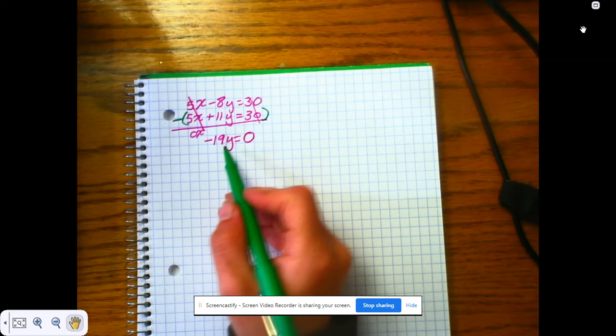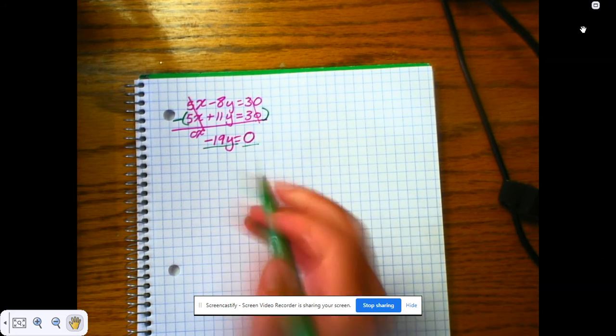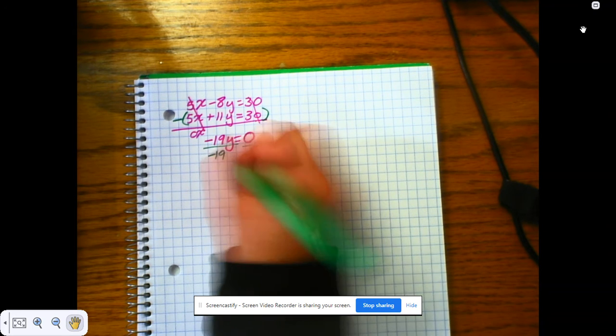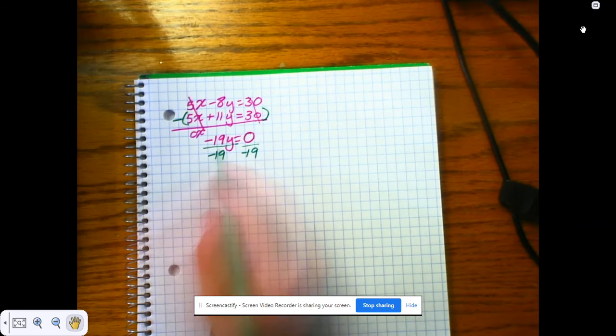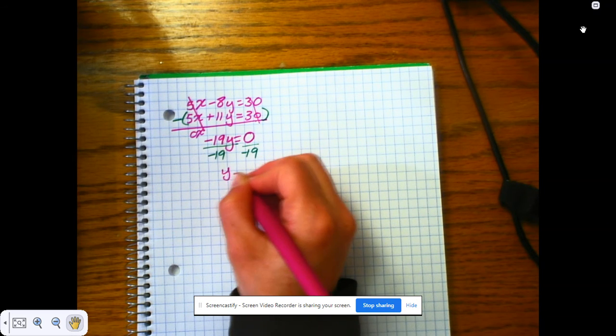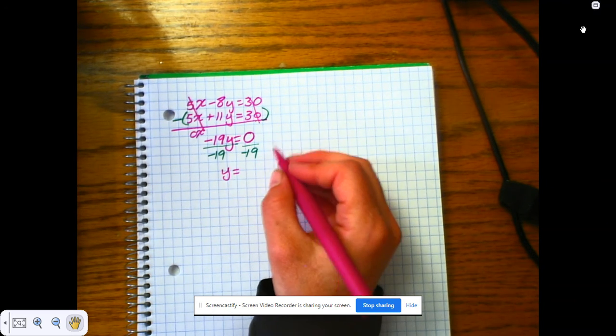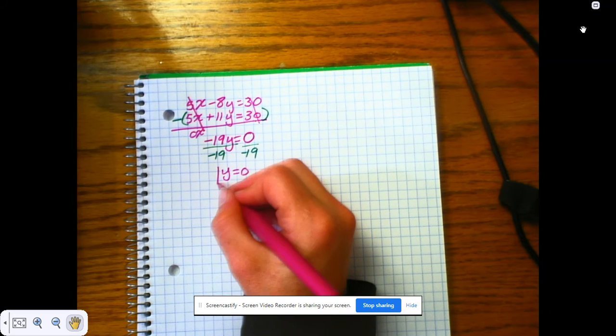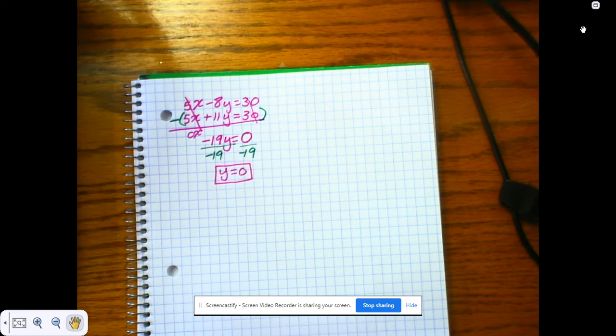Now I need to get my y alone. So I'm going to divide both sides by -19. -19y divided by -19 is a +1y. And 0 divided by -19 is 0. Okay, so I found y.